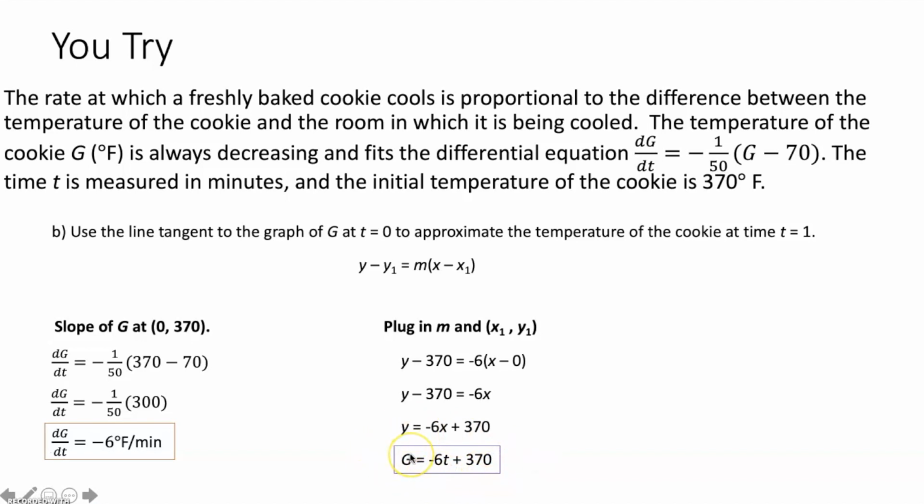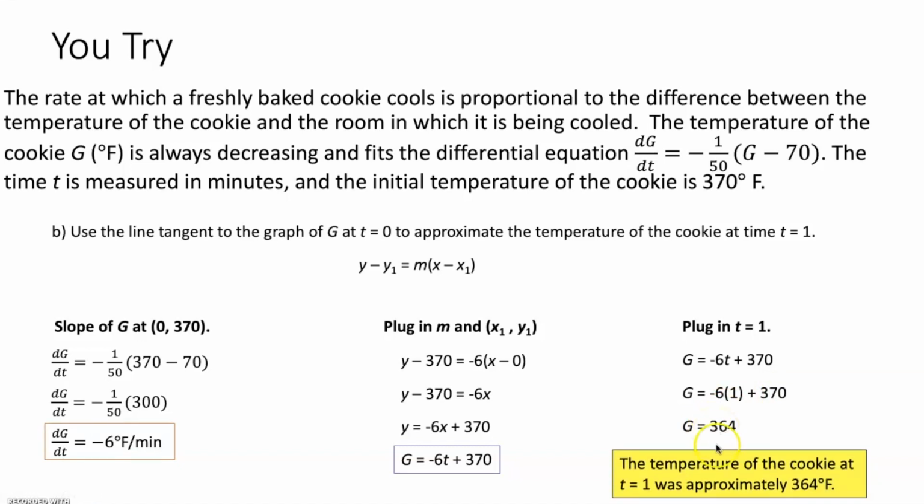And we can use this in order to approximate the temperature of the cookie at time t equals 1. So all you have to do is take 1, plug this in our slope-intercept form that we just found for t, simplify, and we end up getting g is equal to 364, meaning the temperature of the cookie at time t equals 1 is approximately 364 degrees Fahrenheit based on our tangent line approximation.